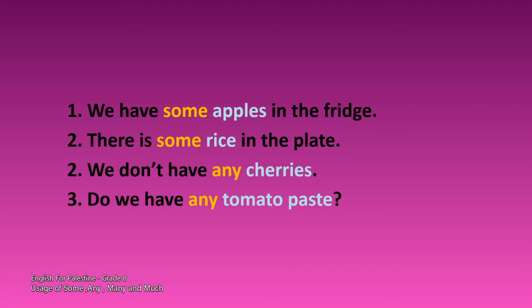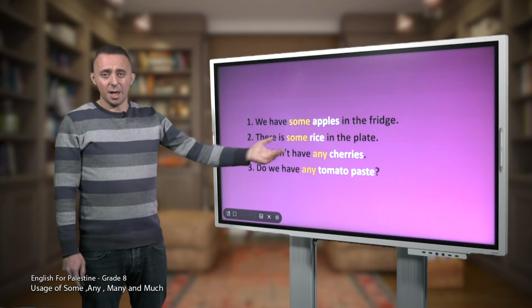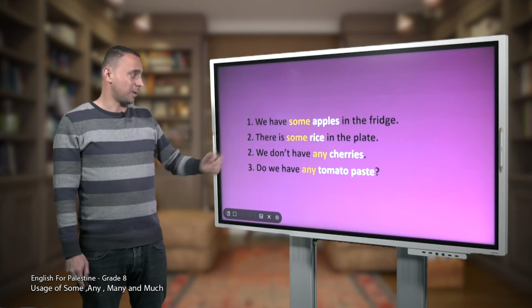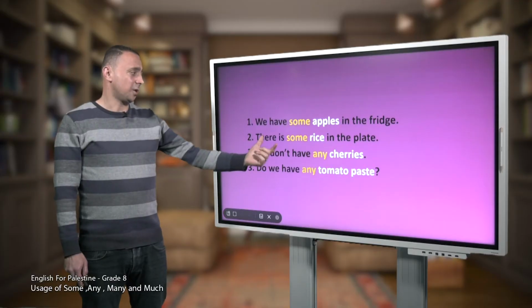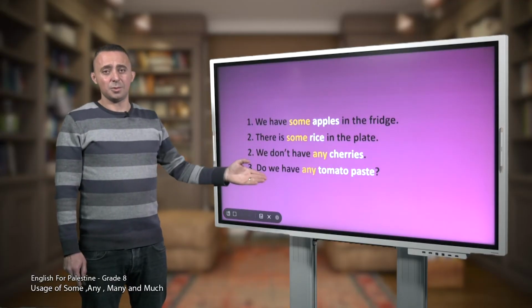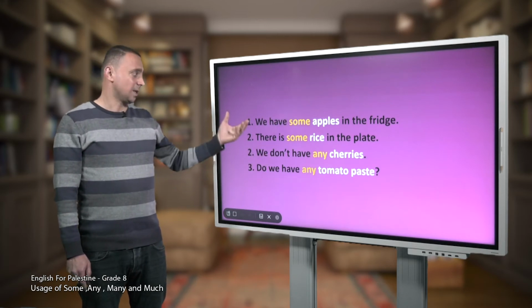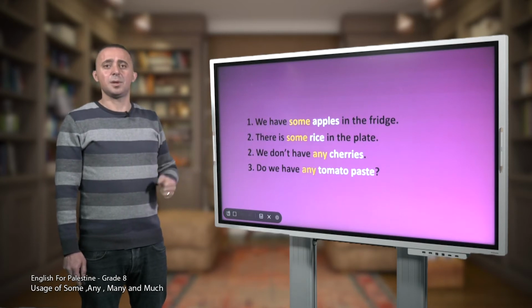3, we don't have any cherries. Notice any, and we have the word cherries, which is plural and countable. So here any can be followed by a countable noun. 4, do we have any tomato paste? Notice the word tomato paste is an uncountable noun, and it's preceded by any. So some and any can be followed by countable and uncountable nouns.